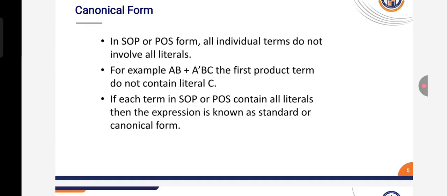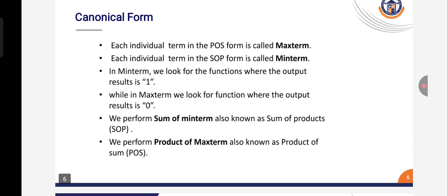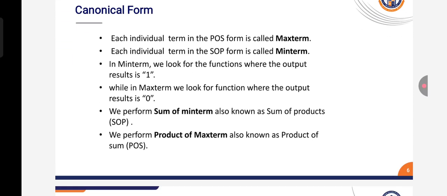Each individual term in the standard SOP form is called a minterm, and each individual term in the standard POS form is called a maxterm. In minterms the output result is 1, and in maxterms the output result is 0. The sum of minterms is also known as the sum of products, and the product of maxterms is also known as the product of sums.